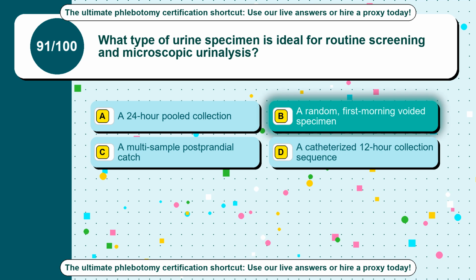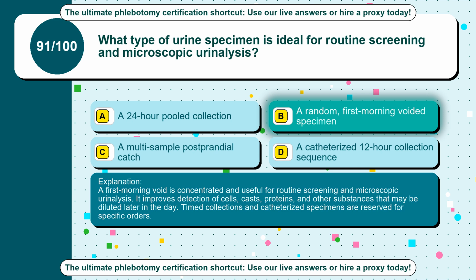A random, first morning voided specimen. A first morning void is concentrated and useful for routine screening and microscopic urinalysis. It improves detection of cells, casts, proteins, and other substances that may be diluted later in the day. Timed collections and catheterized specimens are reserved for specific orders.